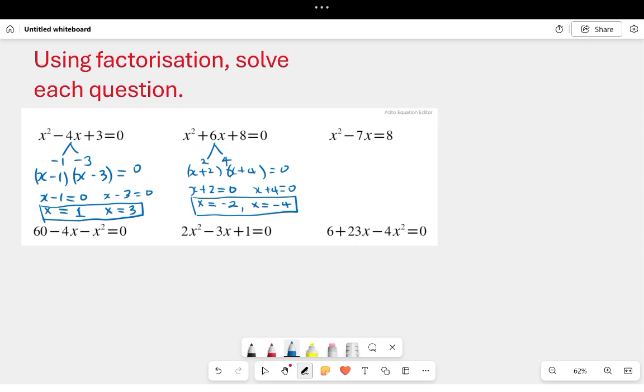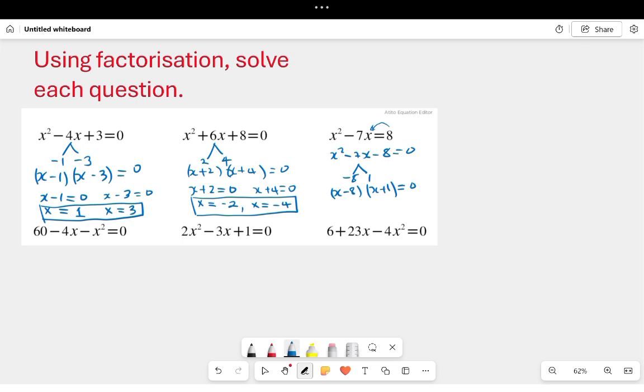Now for this one here, our first step, we have to move 8 before the equal sign so that at the equal sign we're going to have a 0. So it can be written down afresh as x squared minus 7x minus 8 is equal to 0. Now we are going to look for two numbers. When we add, we get -7. When we multiply, we get -8. So the numbers are -8 and 1. And therefore, the factors are going to be x minus 8 and x plus 1 is equal to 0.